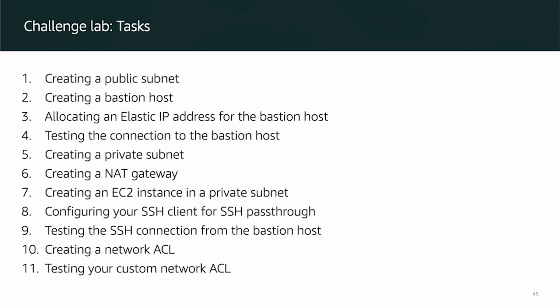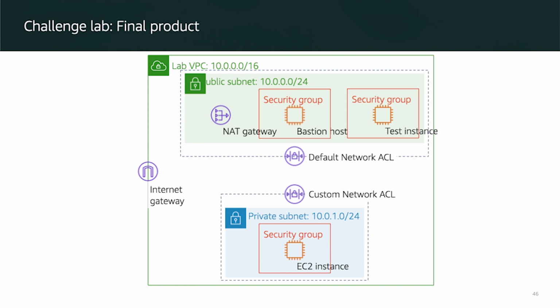And then finally, you need to create a network access list and test that you can still access those private resources. So the final product of this lab will look like this diagram.